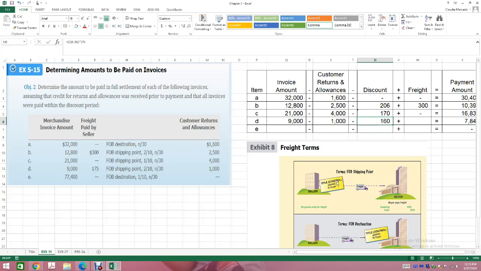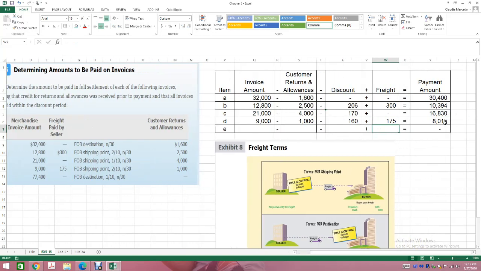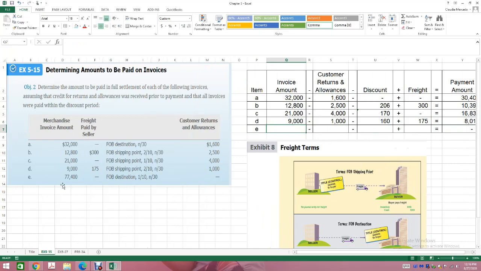We're doing FOB shipping point, so that means we, the buyer, are responsible for the freight, and they're giving us an amount of $175. So we'll include that under freight. And my payment amount is $8,015. Okay, and how is that $8,015 calculated? It's your $9,000 minus your $1,000 customer return and allowance minus the discount we calculated of $160 plus the $175 freight.